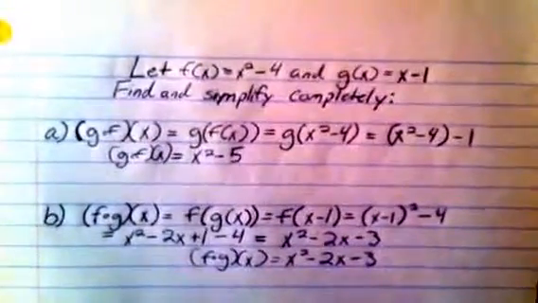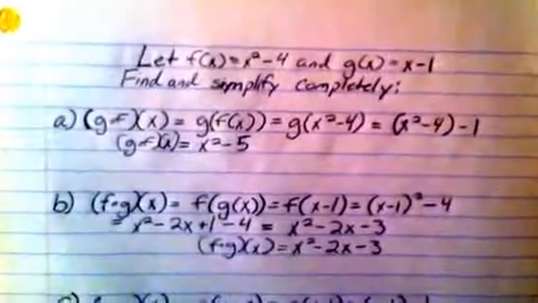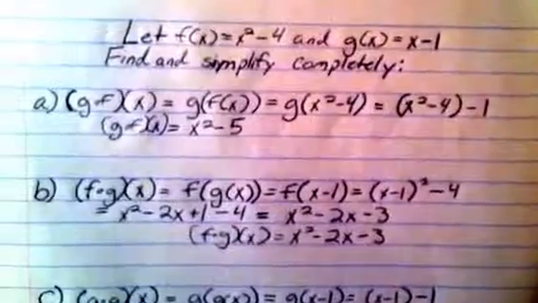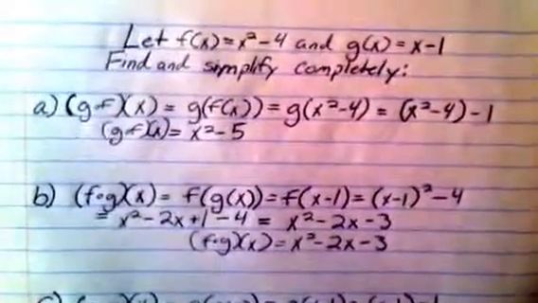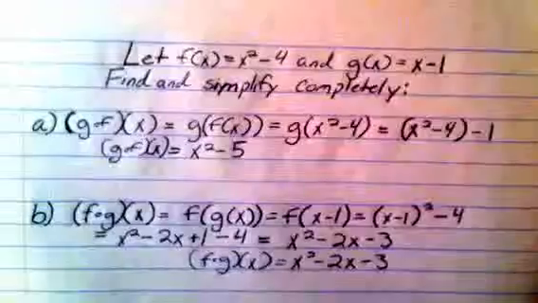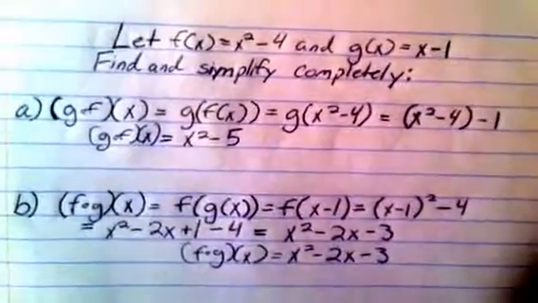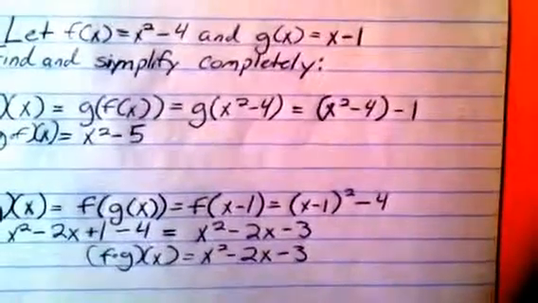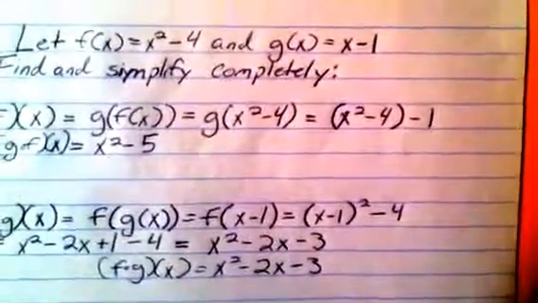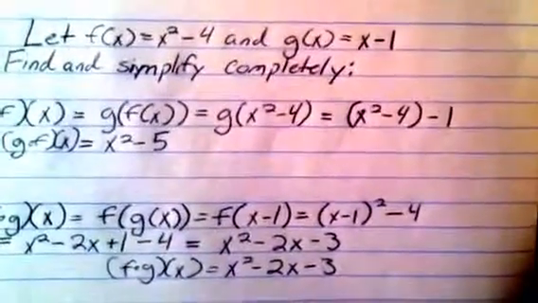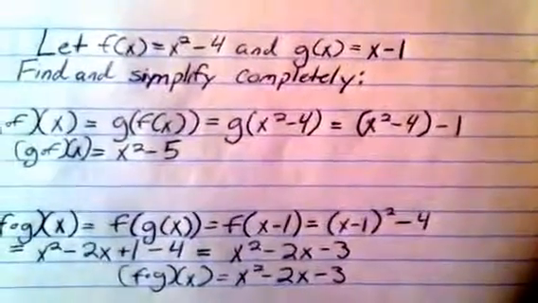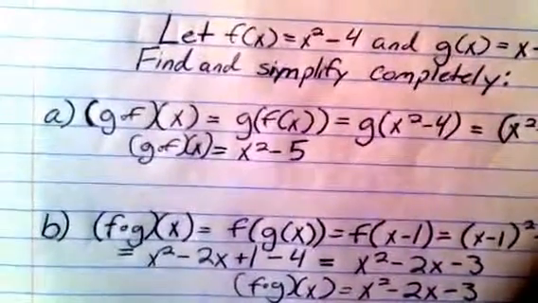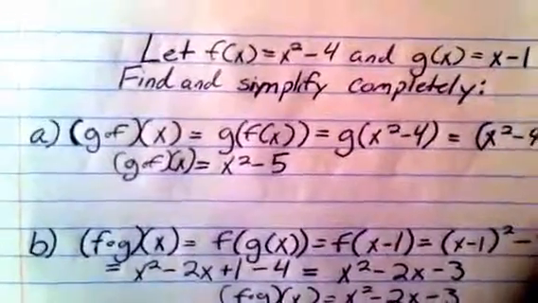f of x goes into the parentheses, and since f of x is x squared minus 4, we end up with g of x squared minus 4. Then we evaluate g of x, which is x minus 1, by replacing all the x's with x squared minus 4, the same as you normally would. So, x squared minus 4 minus 1 is what we end up with. And then we simplify that by combining negative 4 and negative 1 to get negative 5. So in the end, g evaluated at f of x equals x squared minus 5.